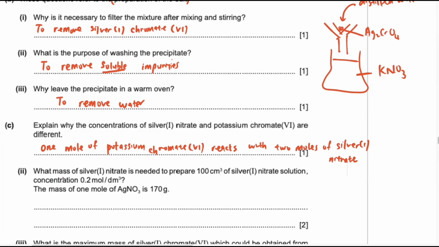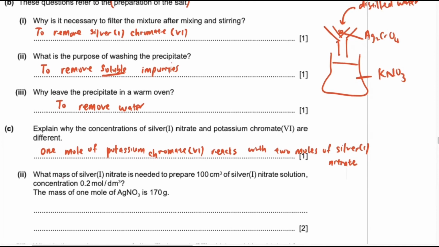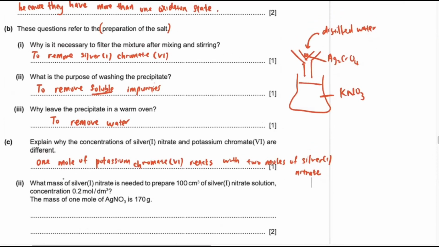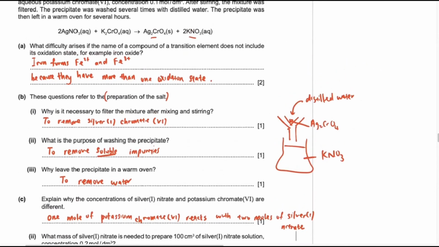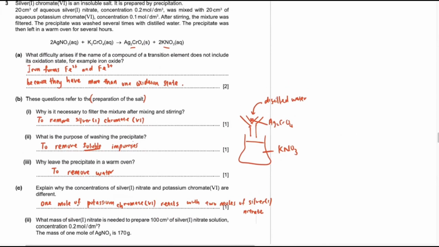For question C, you see that 1 mole of potassium chromate reacts with 2 moles of silver nitrate, which means, as the question says, 0.1 mole of potassium chromate is reacting with 0.2 moles of silver nitrate. So because of that, we have to put 1 mole and 2 moles. It's basically because of the equation here. The mole ratio is 2 to 1. So that's why the concentration of this must be double of this.